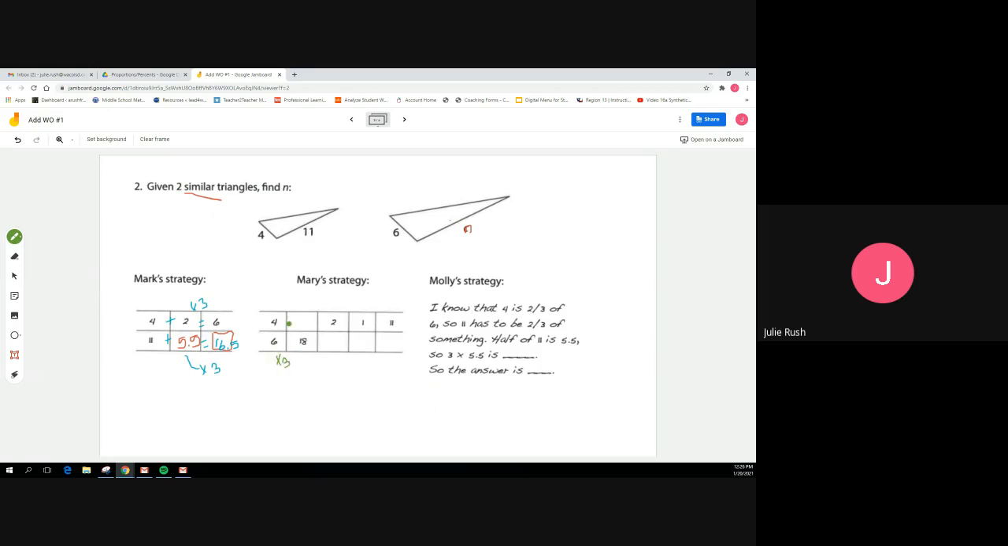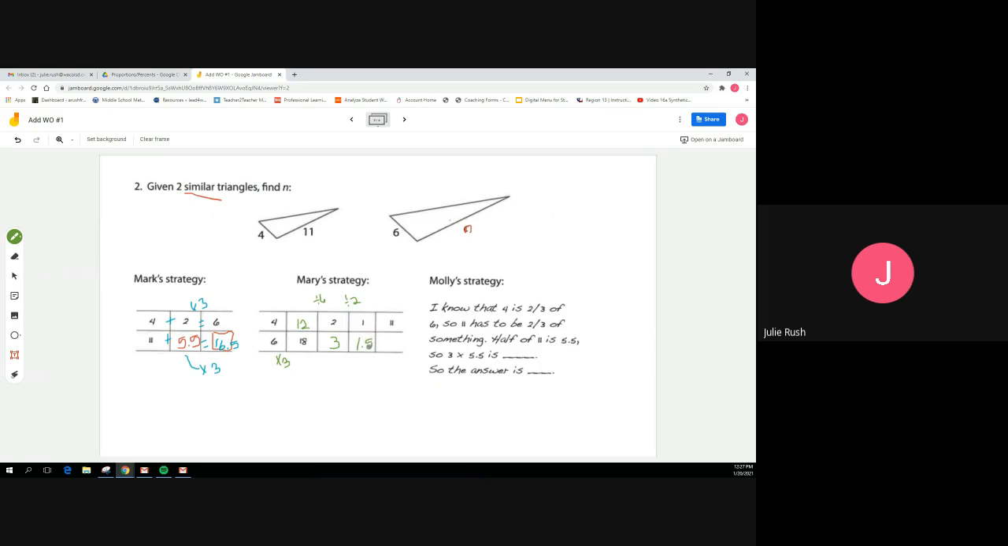So 4 times 3 would give us 12. We went from 12 to 2, so that's dividing by 6. So let's take 18 and divide it by 6, and we get 3. Our next jump was to 1. We know that to get to 1 from 2, we divided by 2, so we cut it in half. And half of 3 is 1.5.